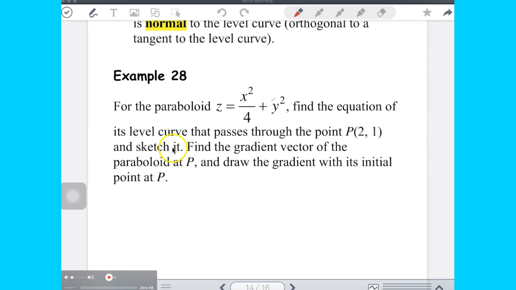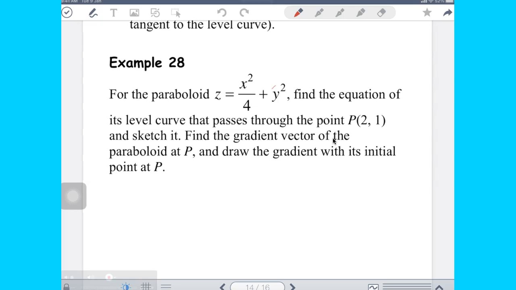Okay, but then they ask you to sketch the level curve. Okay, so only the level curve, not the surface. Sketch the level curve at the z that you obtain from 2, 1. And from there, find the gradient vector of the paraboloid at the point given, and then draw the gradient vector. Okay, meaning that you have to draw or obtain the vector with its initial point, so starting at the point 2, 1. Okay, so now we want to work on it.